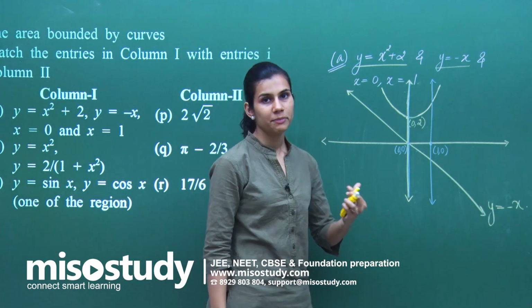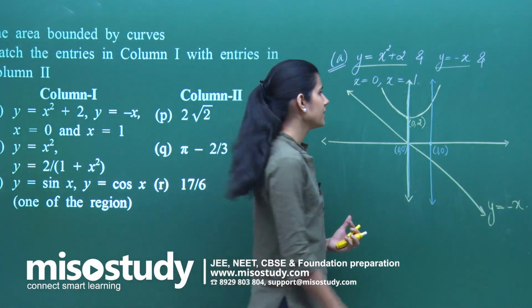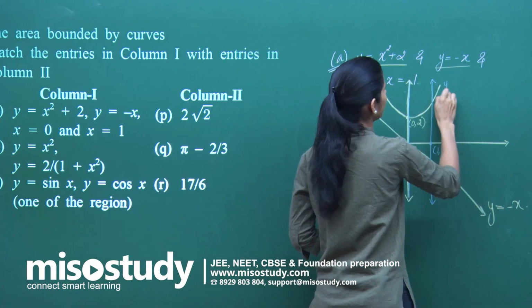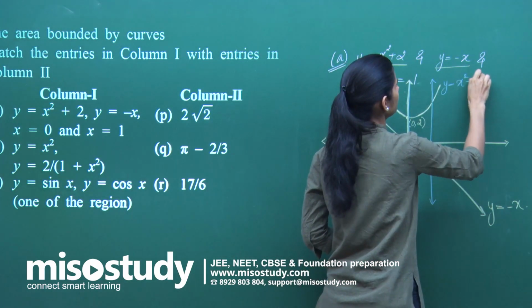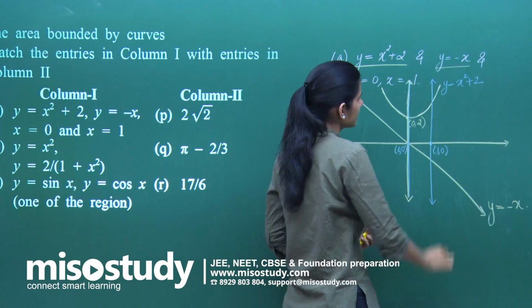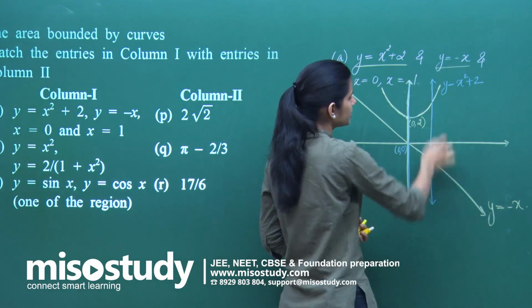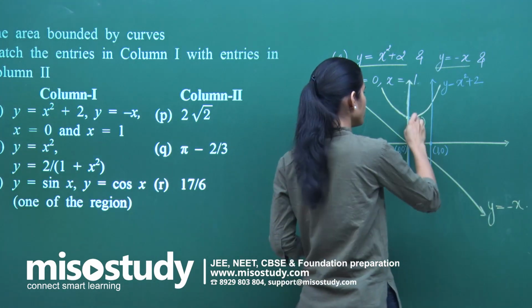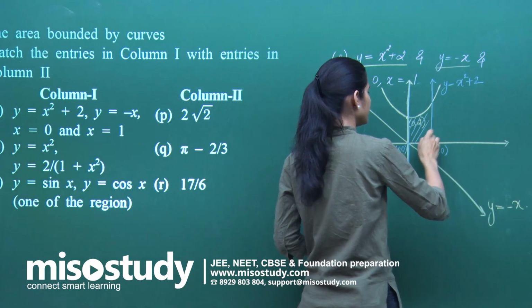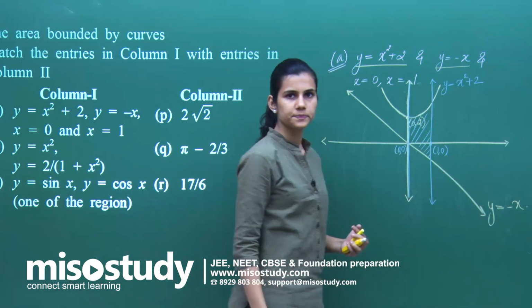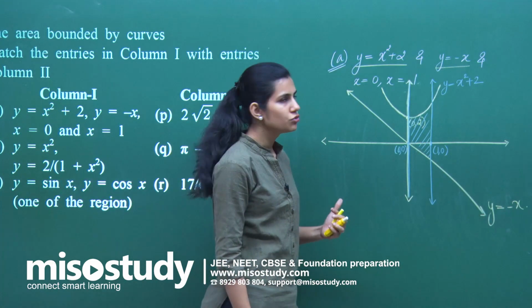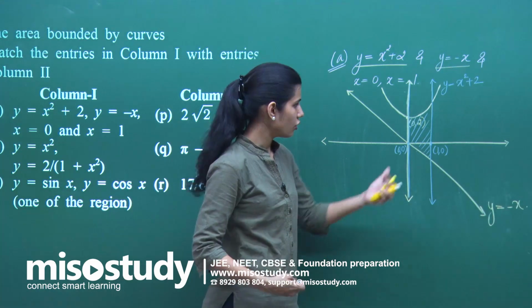The region bounded by these 4 graphs: one is y equals x squared plus 2, the other is y equals minus x, the other is x equals 0, and the other is x equals 1. So of course, the figure which comes out is this figure. How do you evaluate the area of this figure?